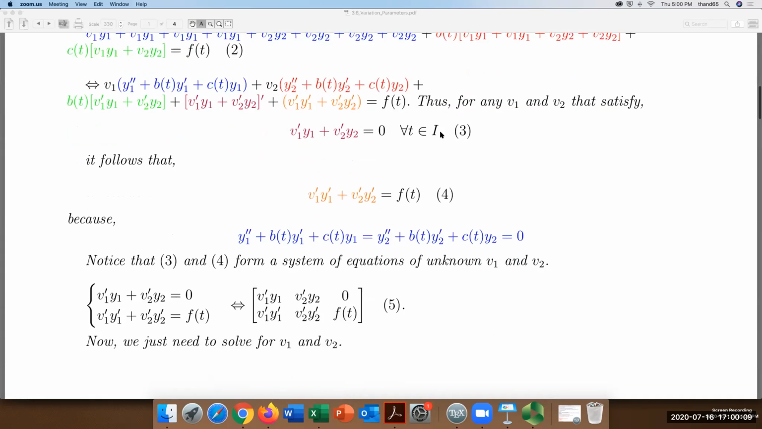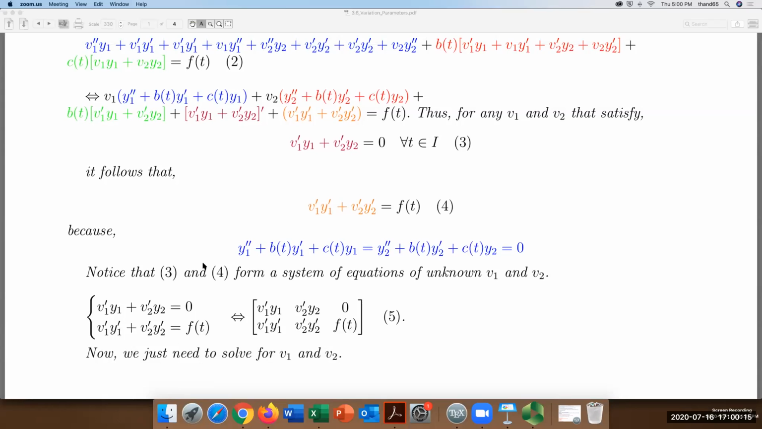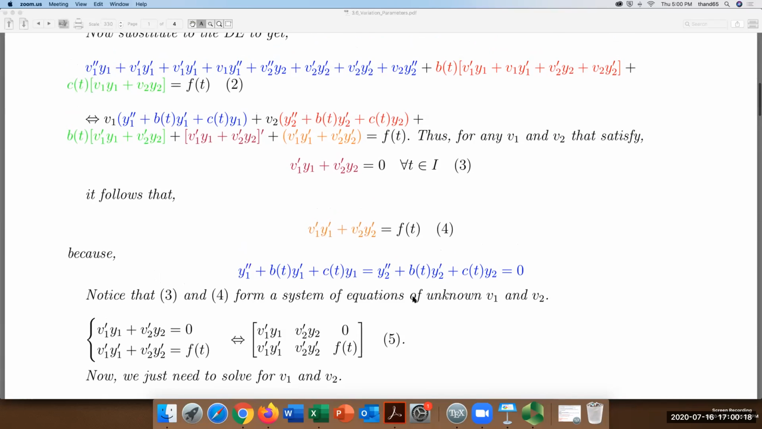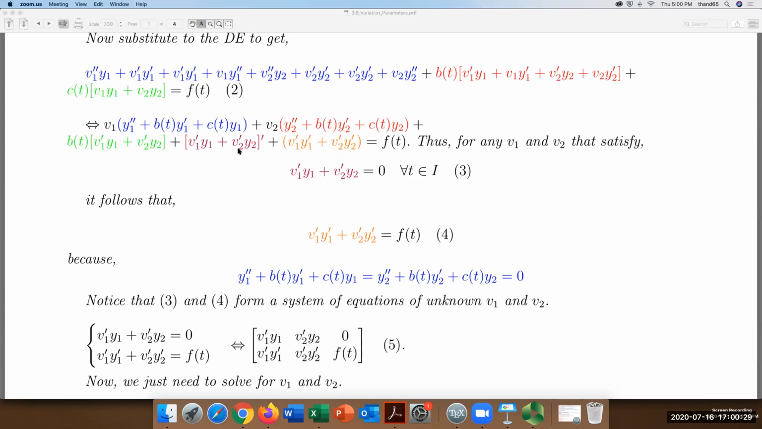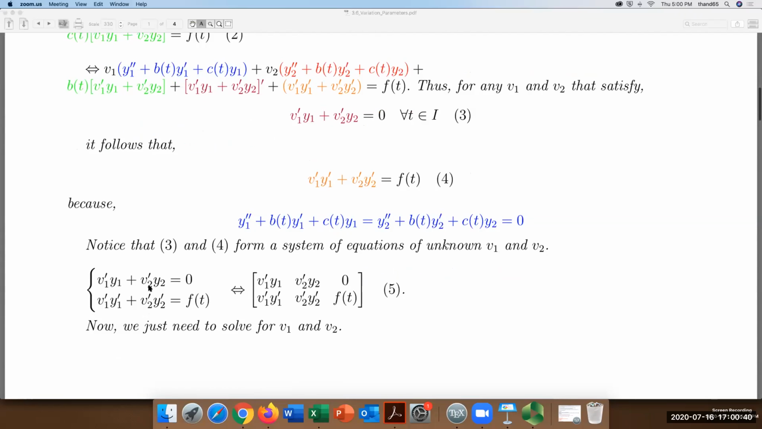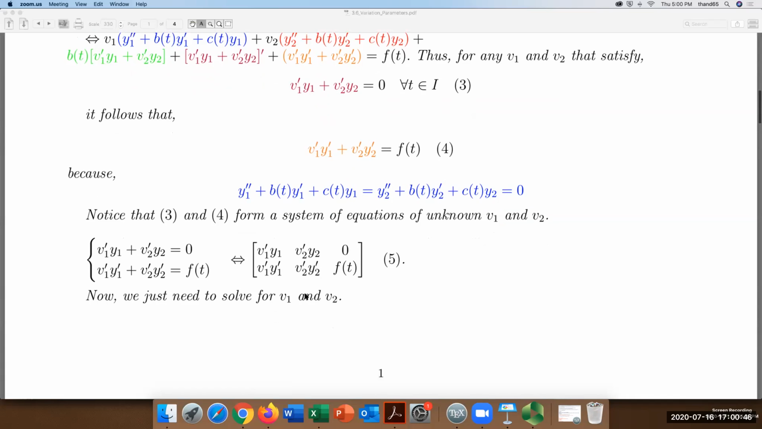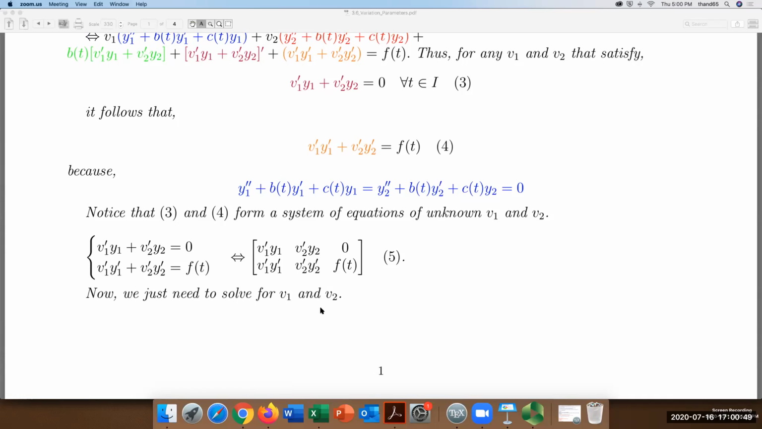So we notice that these two equations form a system of equations in the unknowns V1 and V2, because we know Y1 and Y2. So we can figure out V1 and V2. Again, if V1 prime Y1 plus V2 prime Y2 equals 0, then this term has to equal f of t. And we come up with a system of equations, and we can transform the system into an augmented matrix. Then the goal is to solve for V1 and V2.